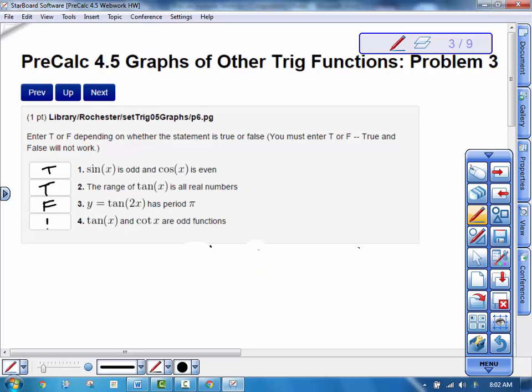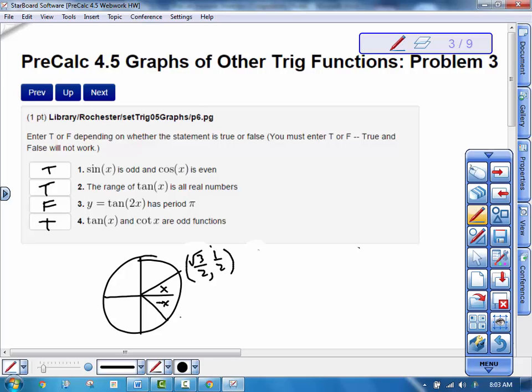Tangent and cotangent are odd functions. These are a little harder. That turned out to be true, and like I said, that information is available in the book or on the web. But you can reason through it again. It's a little tricky this time because say this is x and say this is negative x. I'll just do a value for this. So say this is square root of 3 over 2 for cosine and 1/2 for sine. This would be square root of 3 over 2 for cosine and negative 1/2. So I'll pick 30 degrees and negative 30 degrees.